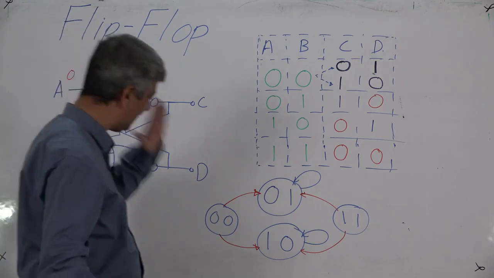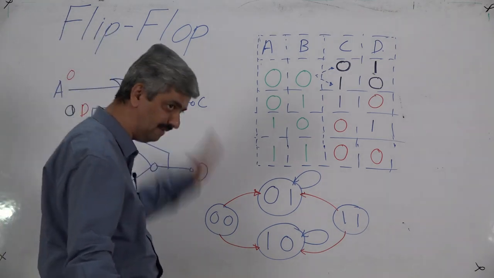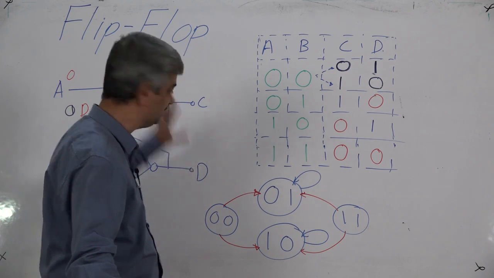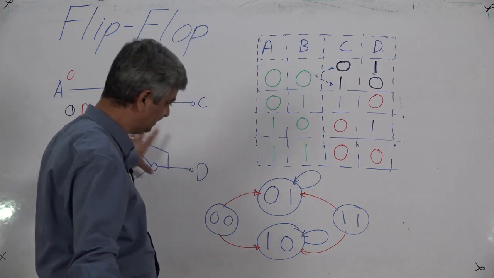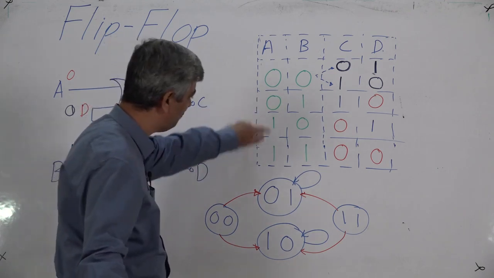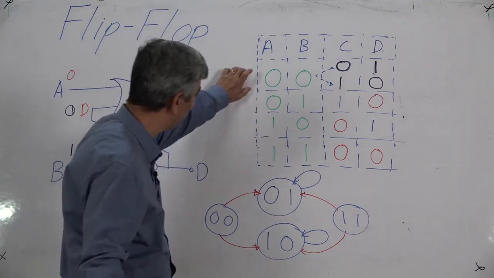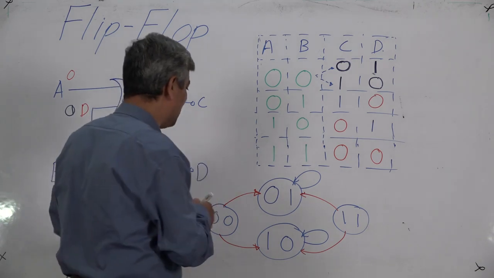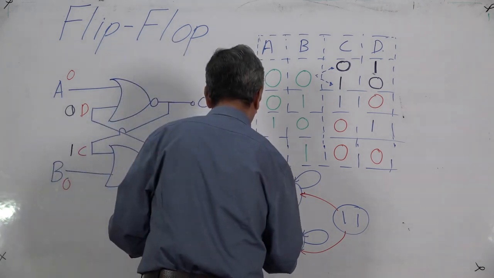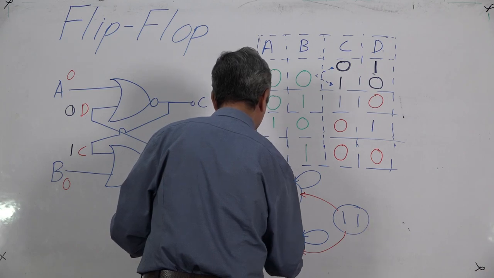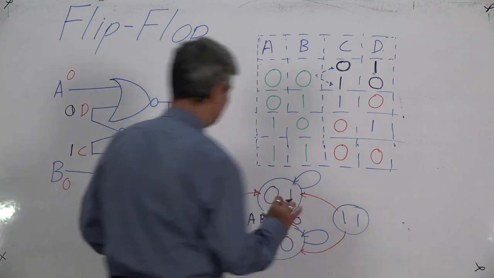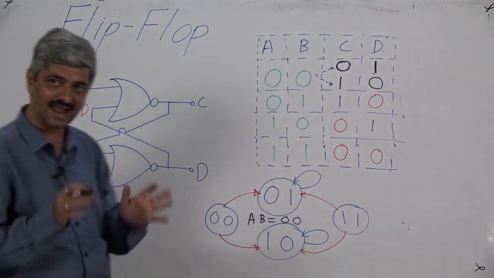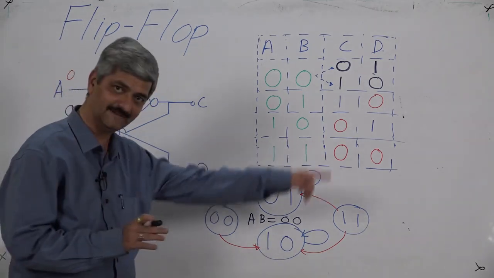This is the state transition diagram of the flip-flop or this sequential circuit. This is for these three combinations, no discussion. This is the state transition diagram of C and D for A and B to be 0 0. For A and B to be 0 0, this is the diagram.